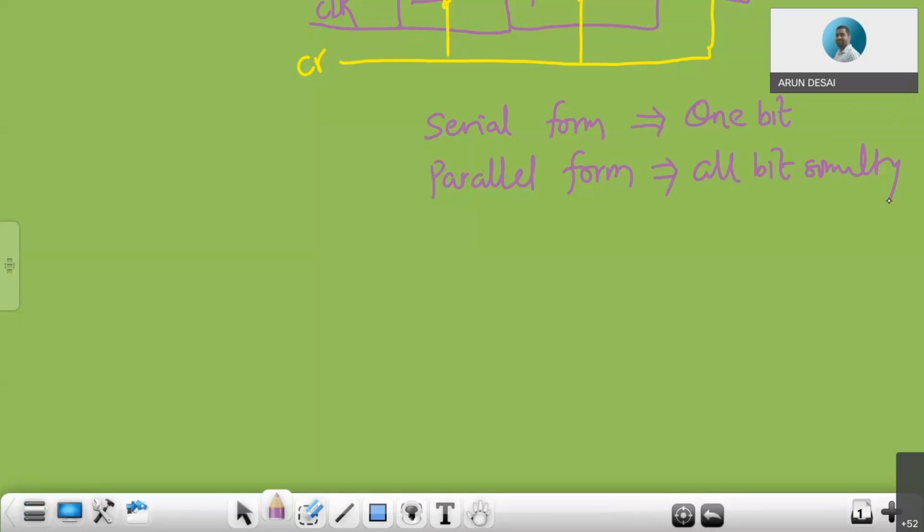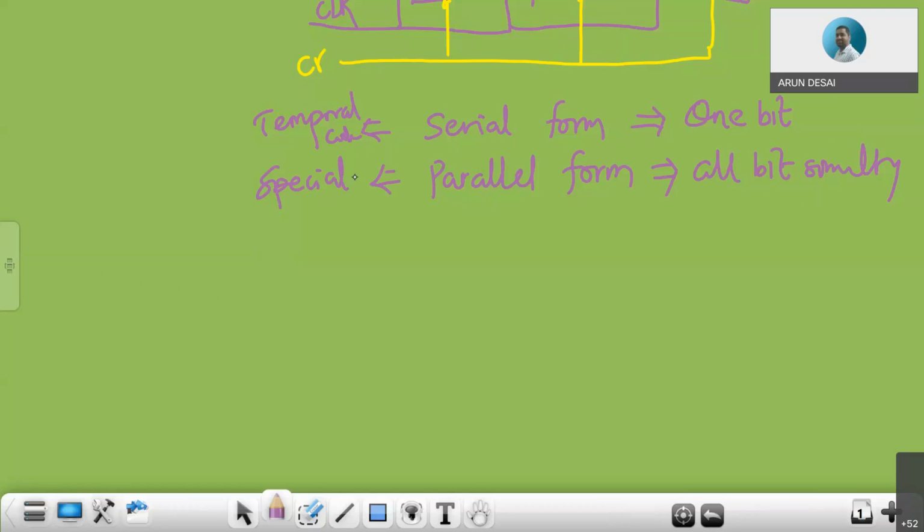So serial arrangement is also called temporal code, right? Temporal code means time arrangement. Whereas parallel form is referred to as spatial code, where you can have your data at a time. In serial form this is basically a temporal arrangement or a time arrangement, and that is why it is called temporal code.